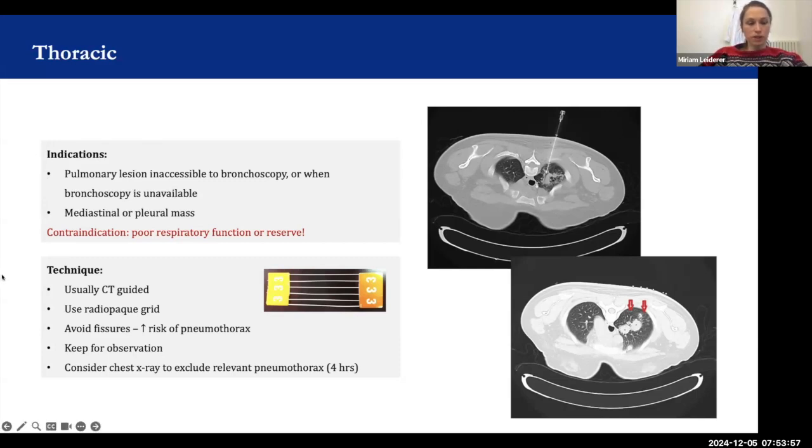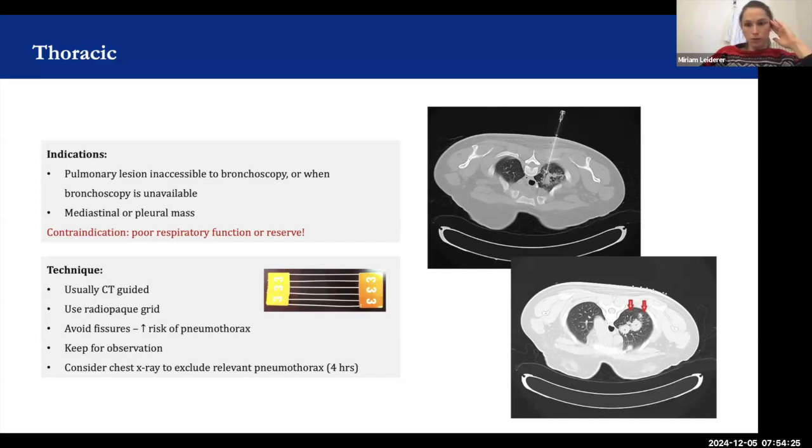Well, technique, obviously, like I said, usually CT guided. You usually use a radiopaque grid. That's an example here of a grid that you might use. You can then see those little dots on your CT image and make sure you pick the correct entry point. Try to avoid fissures. Like I said, it increases the risk of pneumothorax.